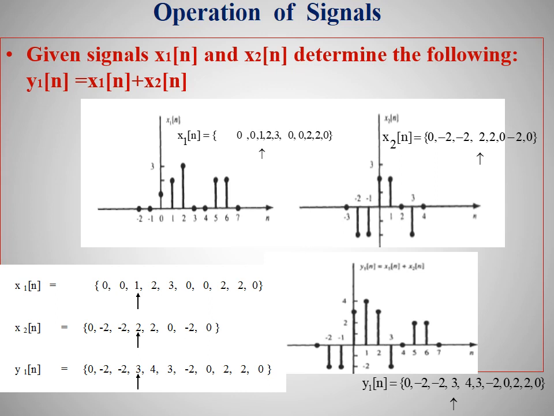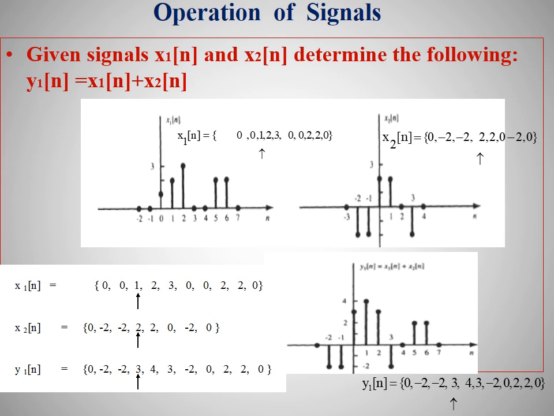At n equal to 0, x1 of n is 1 and x2 of n is 2, giving y1 of n is going to be equal to 1 plus 2, which is 3. At n equal to 1, x1 of n and x2 of n are 2, giving the value 4. At n equal to 2, the value of x1 of n is 3 and 0 for x2 of n, giving the value of y1 of n as 3. At n equal to 3, x1 of n is 0, x2 of n is -2, giving the value of y1 of n as -2. And at n equal to 4, both the values are 0, giving the value 0.